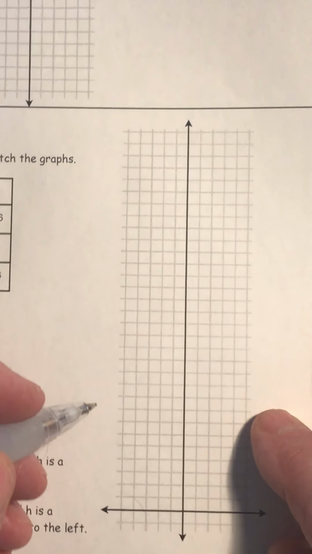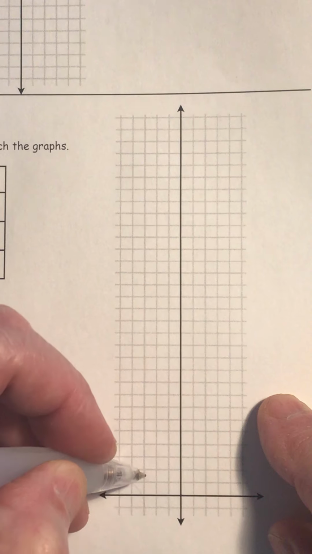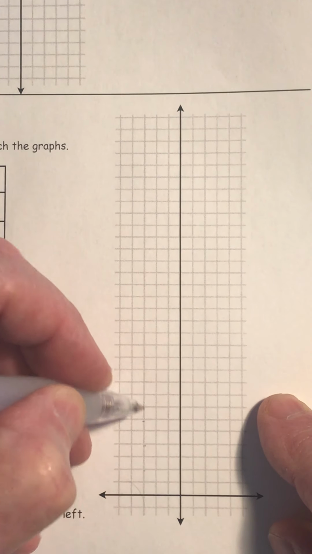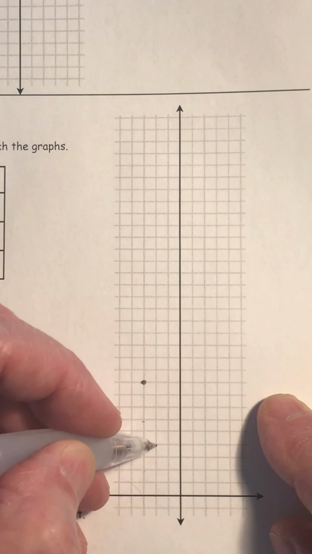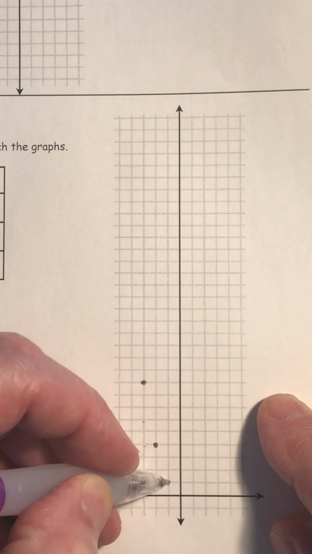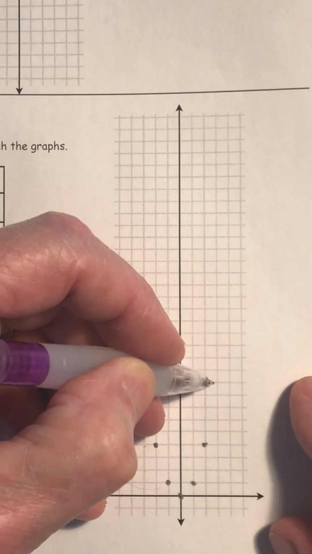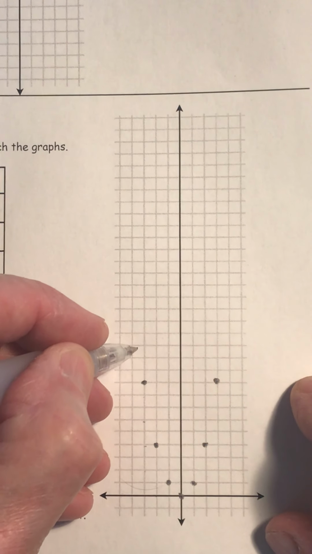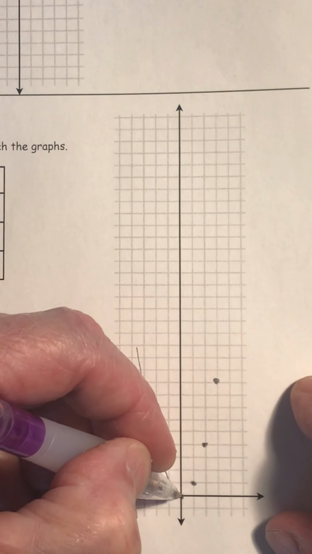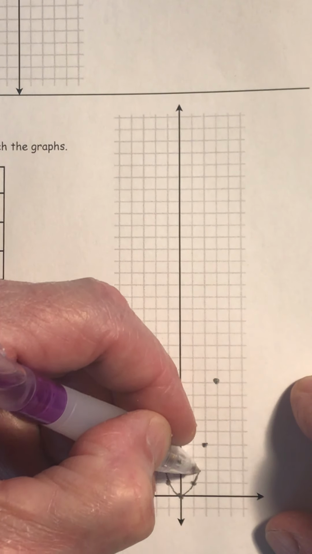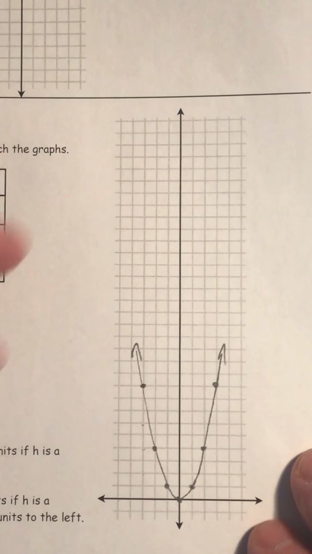I'm going to graph the f of x again, which means at -3 for x, we get 9 for y. At -2, we get 4. At -1, we get 1. At 0, we get 0. At 1, we get 1. At 2, we get 4. And at 3, we get 9. So there's the plain basic, what a lot of textbooks call the parent graph. The mom and dad, the parent graph for all the other quadratics.